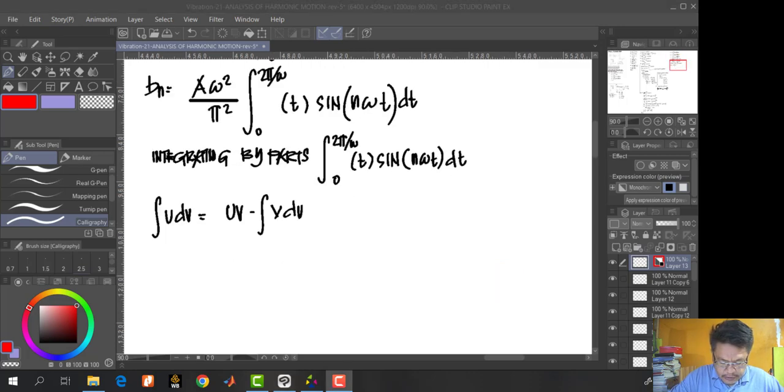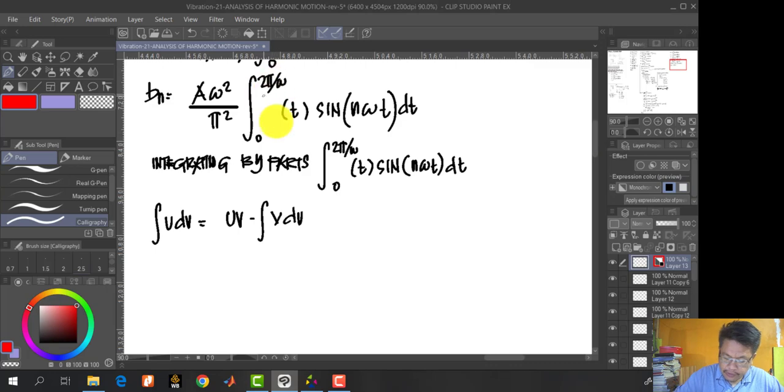So next, this will be done to integrate this one. This is done by integrating by parts. So we have here the integration of u dv, that will be uv minus the integral of v du. Now for the first part, again, this is the same as what we did last time for the first part.